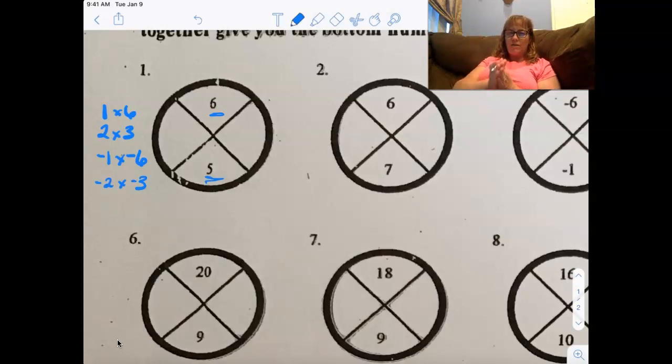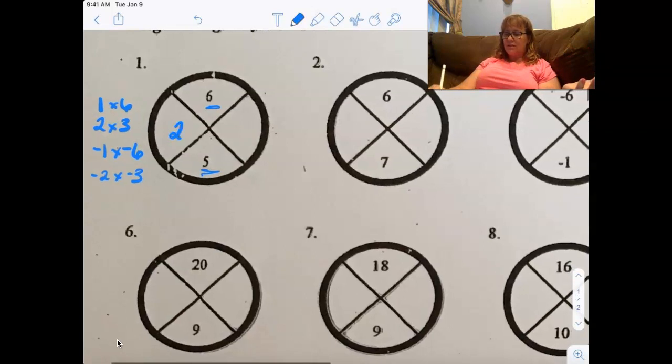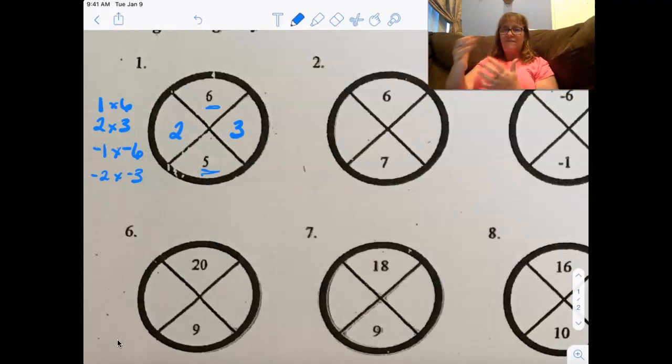But only one of those, if I add, will give 5. So let's look at this. 1 plus 6 is 7. Good. That can't go here, can it? 2 plus 3 is 5. There's our solution. So we would put a 2 on one side and a 3 on the other. Now here's the great thing. It doesn't matter which side those go on. Because whether I go 2 times 3 or 3 times 2, whether I go 2 plus 3 or 3 plus 2, it fits here.